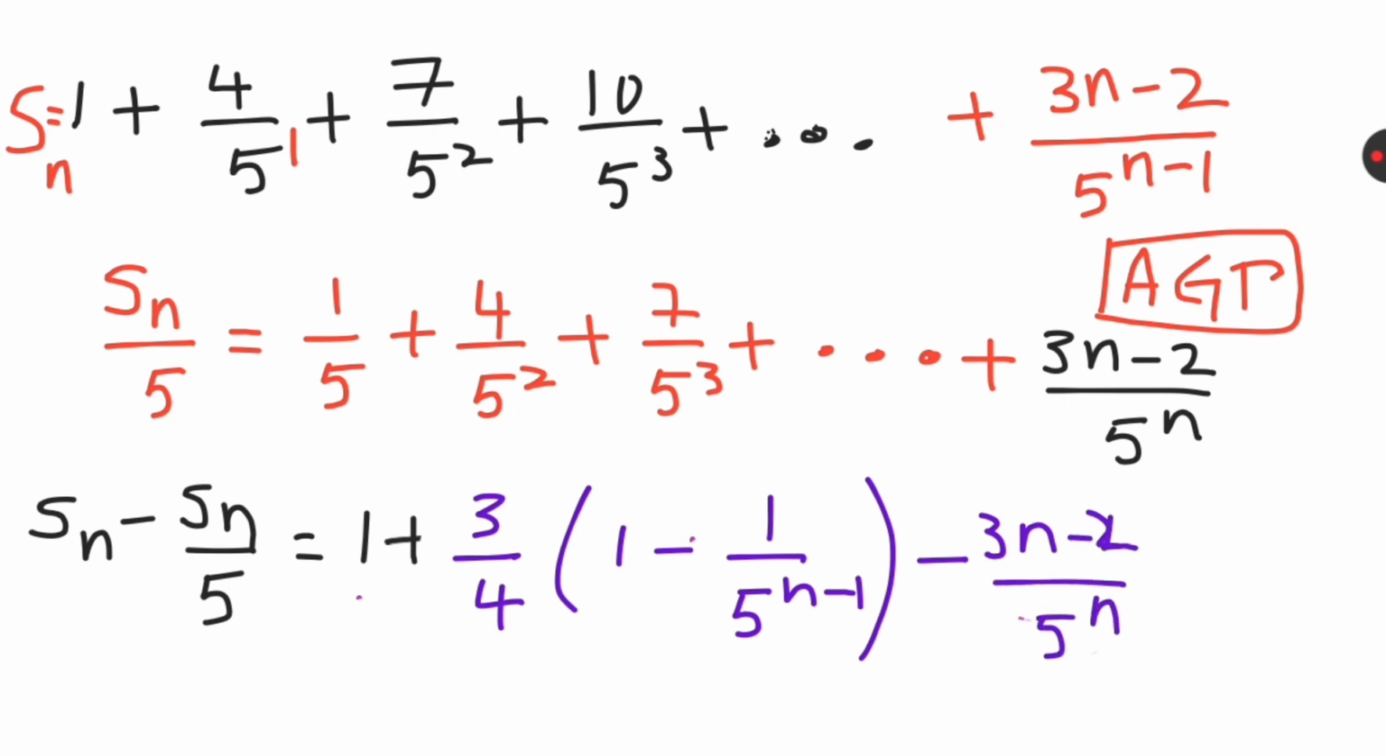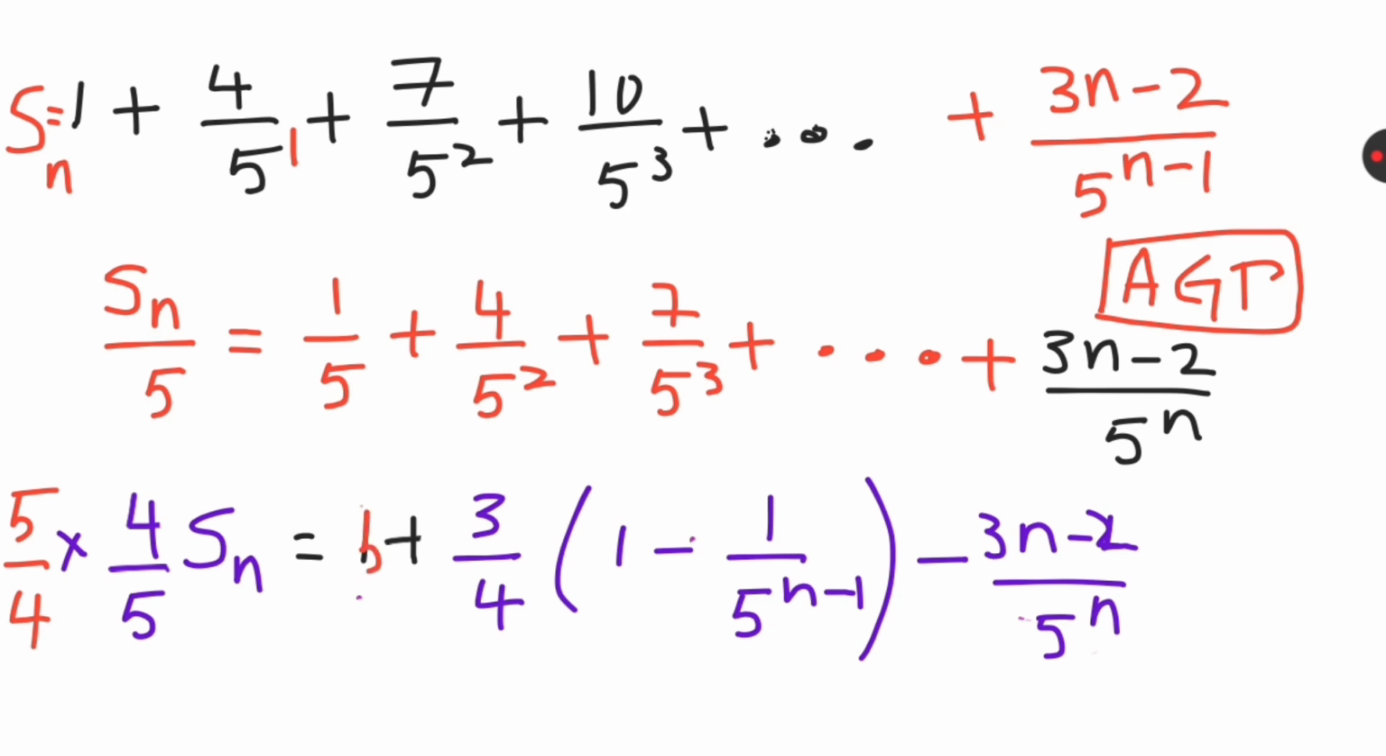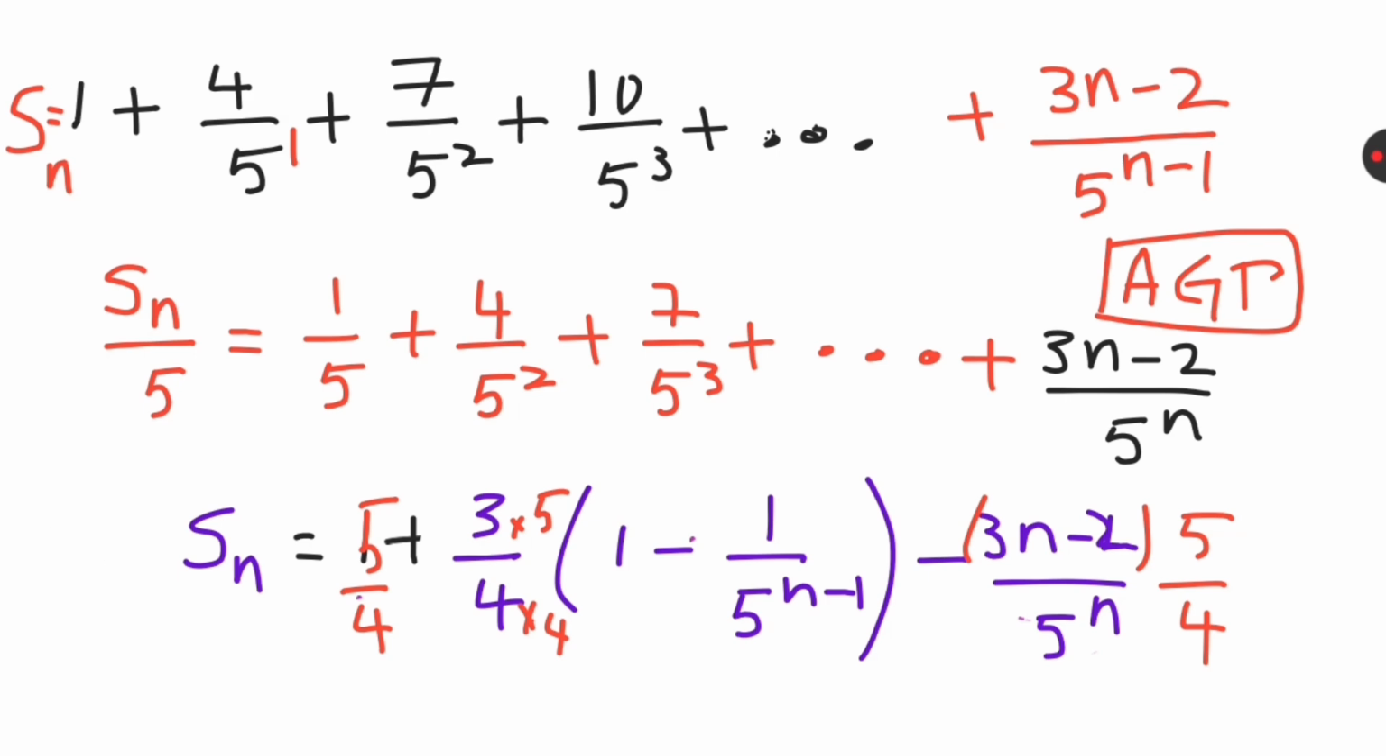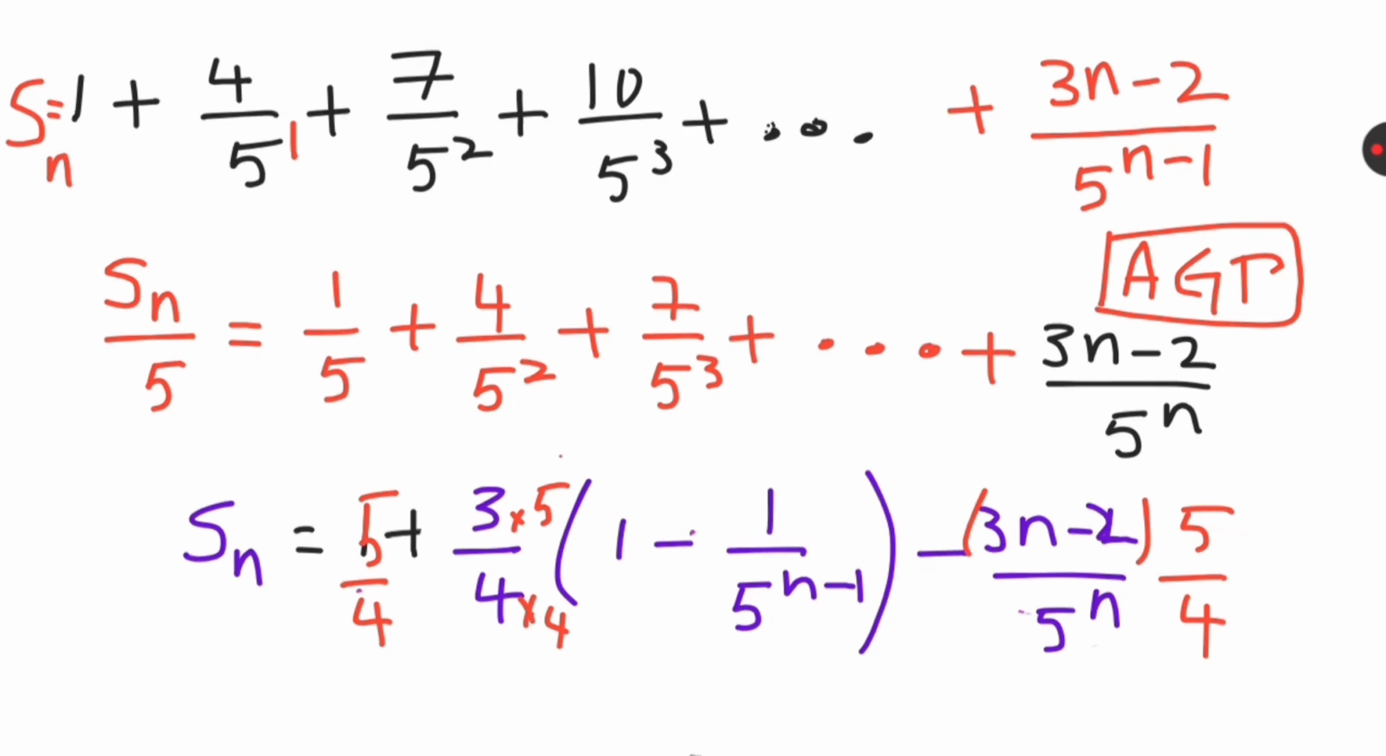On the left hand side, Sn minus Sn over 5, after taking the LCM, is going to be 4 by 5 Sn. But we need to find Sn, not 4 over 5 Sn. That's why we simply multiply both sides by 5 over 4. So here it becomes 5 over 4, and here 5 over 4, and here also 5 over 4. Here the 4 and 5 get cancelled, so on the left hand side we are left with only Sn. And on the right hand side, 3 times 5 is 15, 4 times 4 is 16.